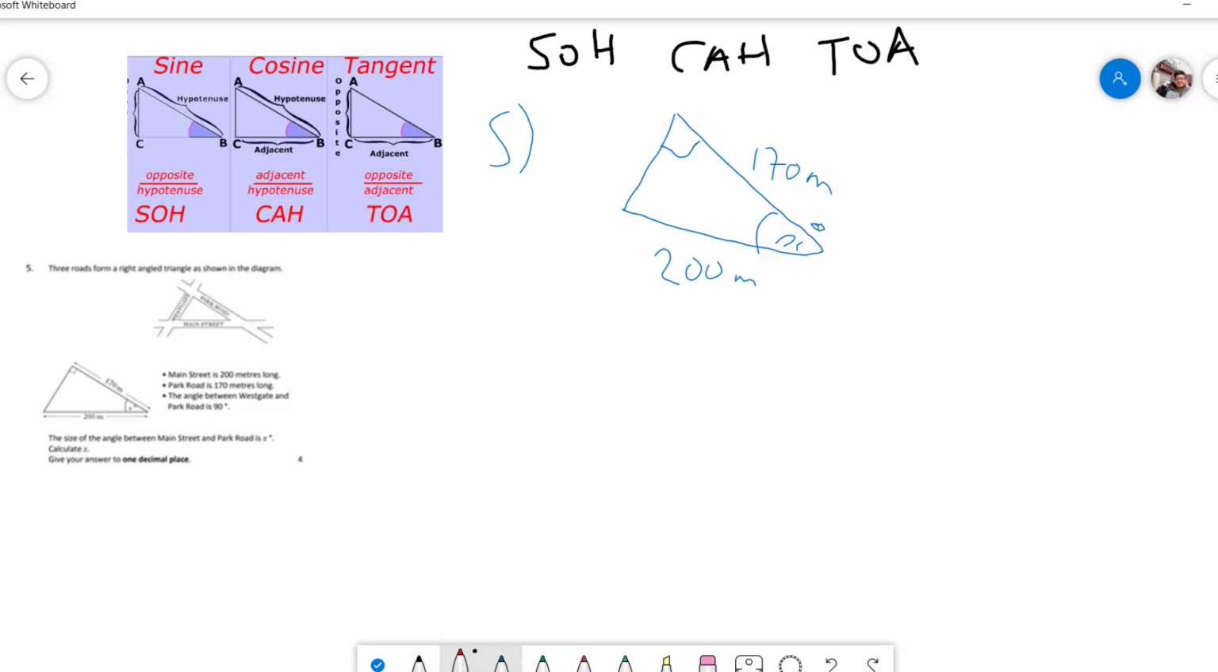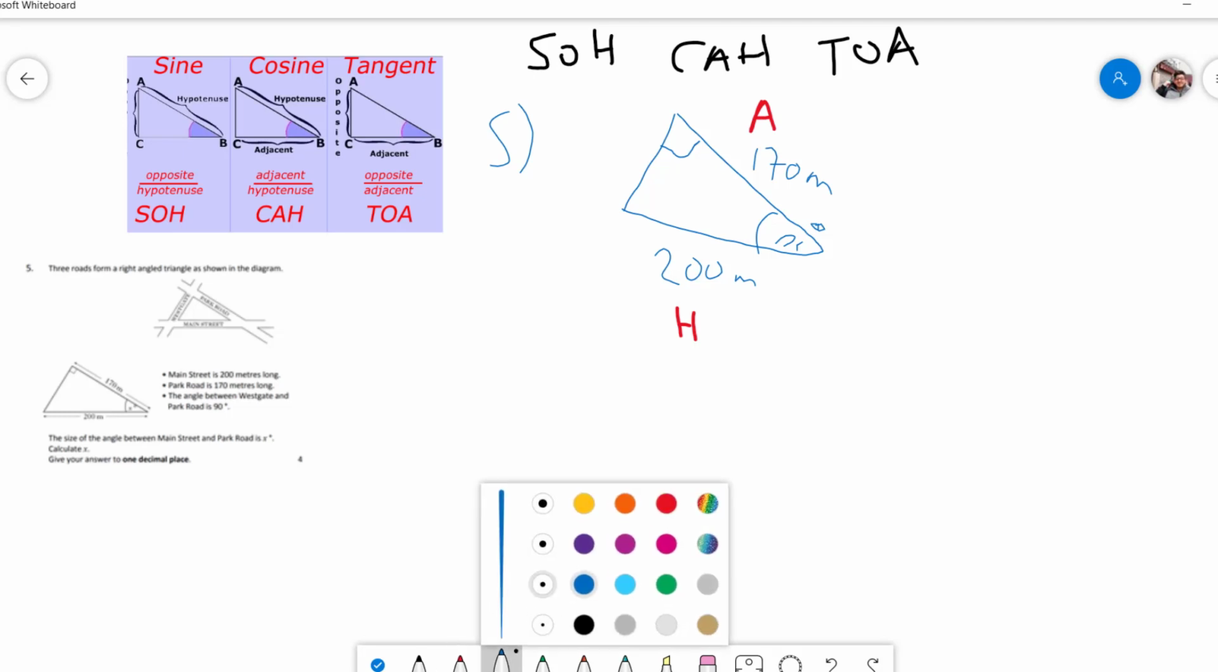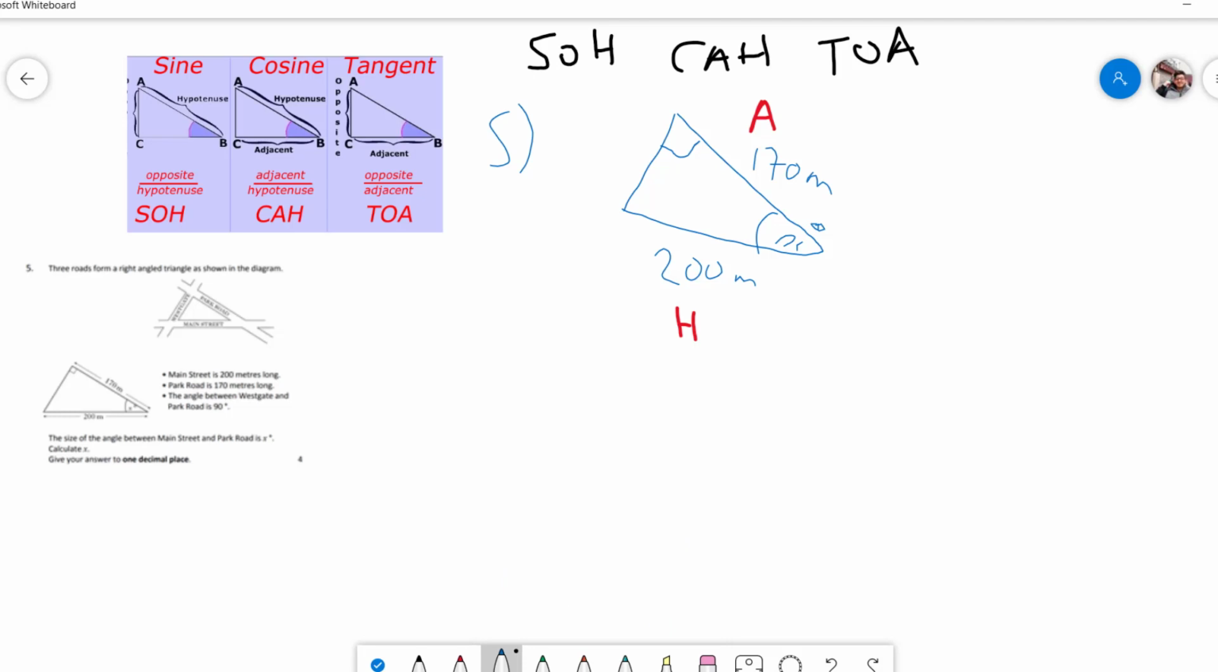So start labeling what we have. Well, we don't have the side opposite the angle, but we do have the hypotenuse, which is the longer side, and we do have the adjacent in this case. So yeah, now we can start finding out what x is.